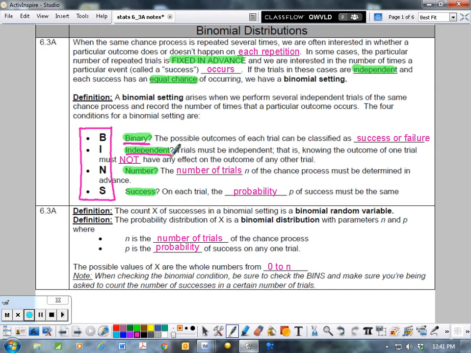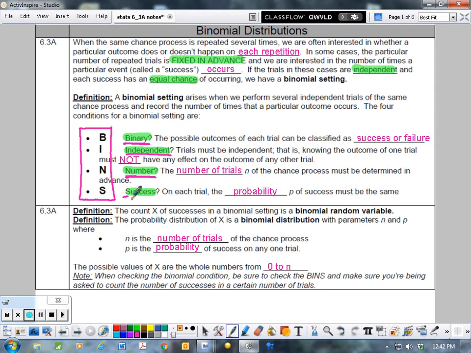The next one is number. We have to make sure the number of trials must be determined in advance. So we don't just decide, oh, I'm going to do 20 times, and then, oh, no, I'm going to do 25, or no, that's too many, so I'm only going to do 10. You determine in advance, I'm going to do 10 trials, and you stick to that number.